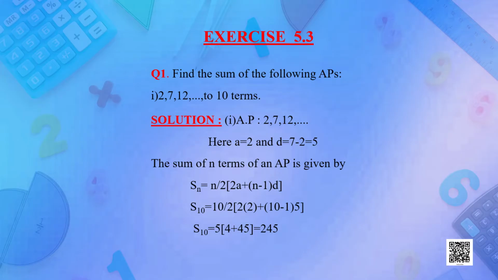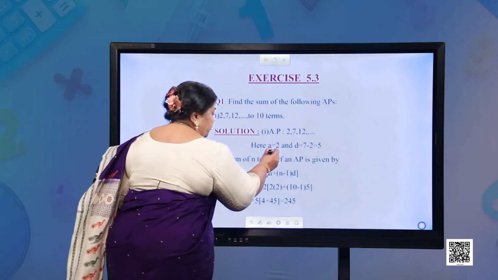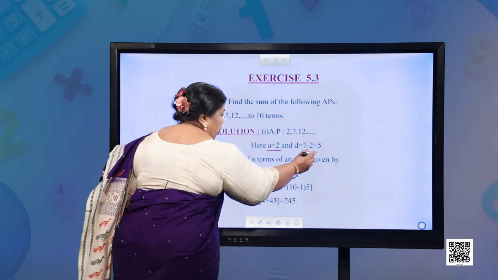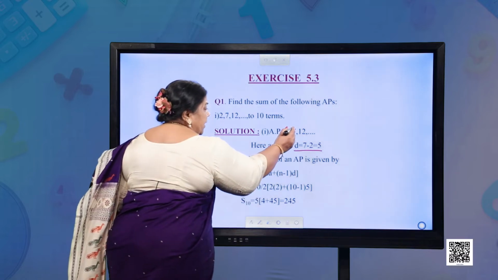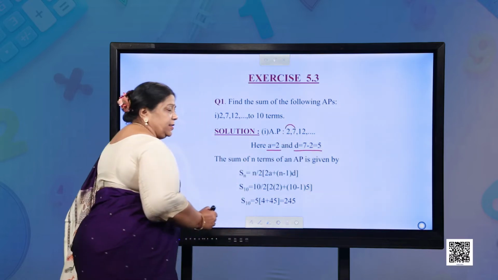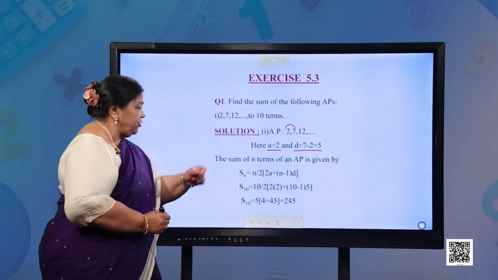Find the sum of the following APs: 2, 7, 12 to 10 terms. Here we have, what is your first term? It is 2, and how do you find the common difference? Second term minus first term, that is 7 minus 2, is equal to 5.